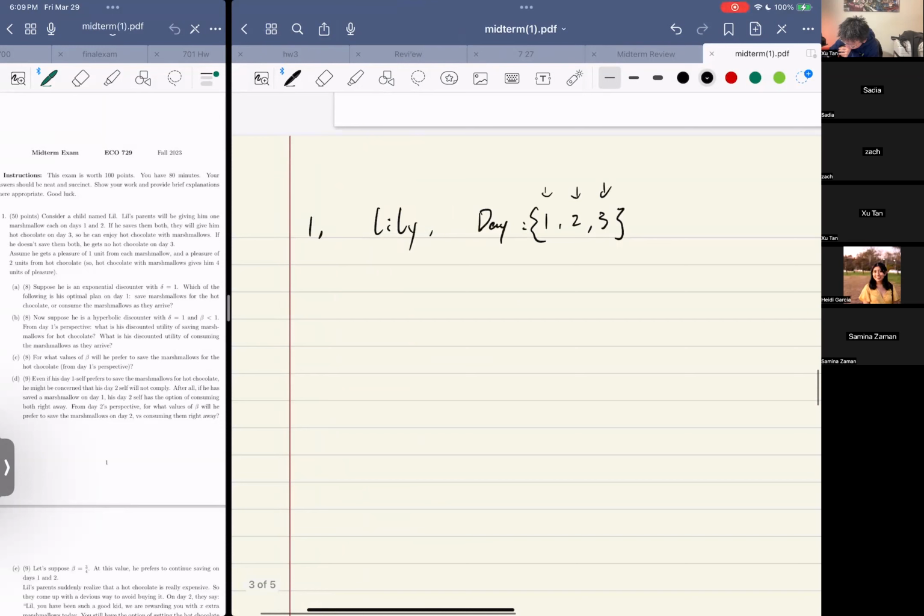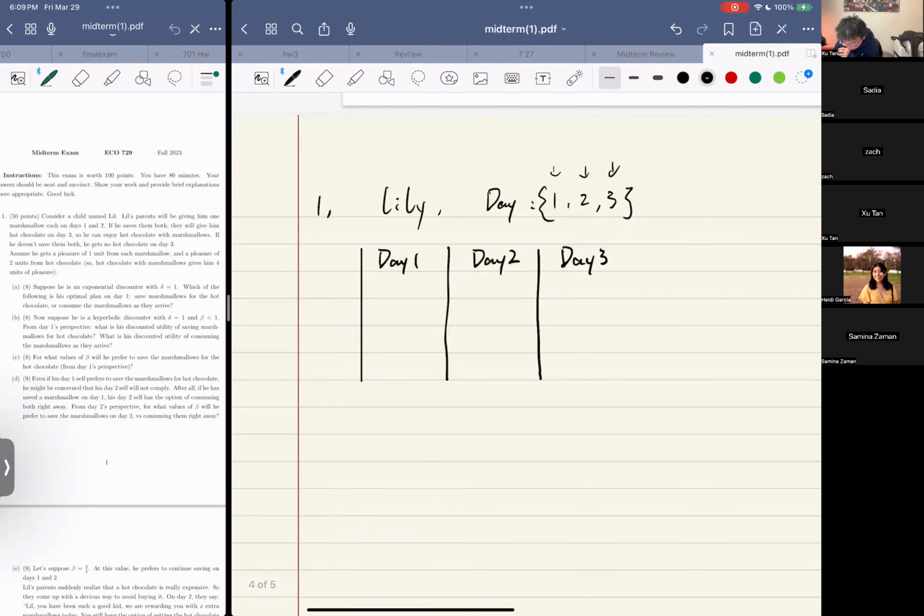Okay, so here is a table. I think doing a table is the easiest way. Day 1, day 2, and day 3. Lily can either consume the marshmallow right now and not get the hot chocolate on day 3, or she could save all the marshmallows and get a hot chocolate on day 3.